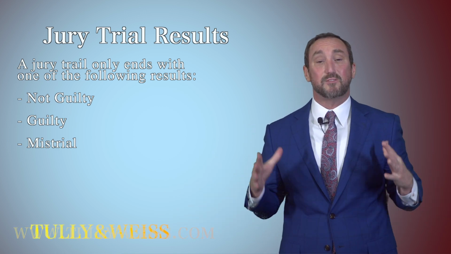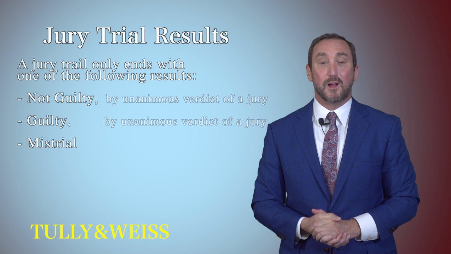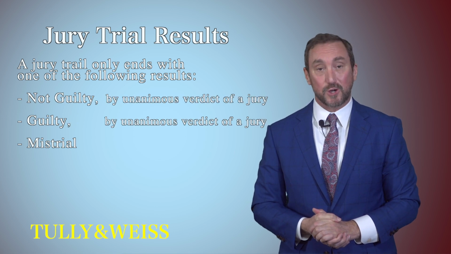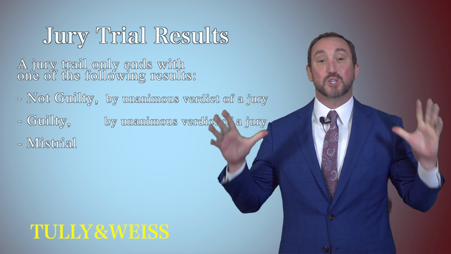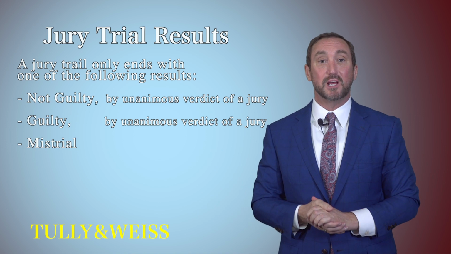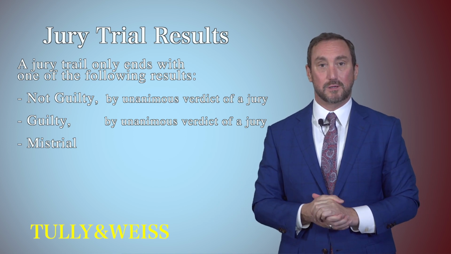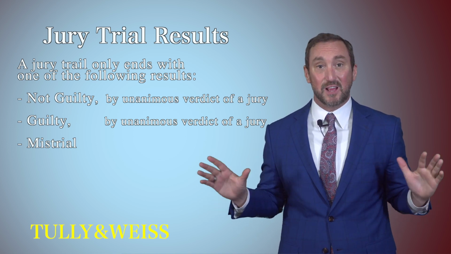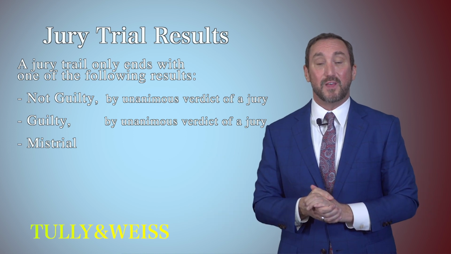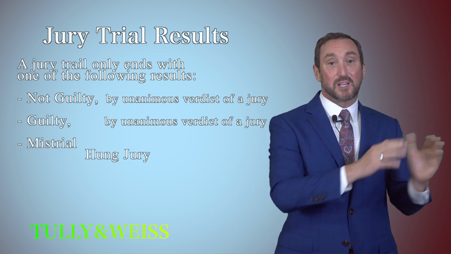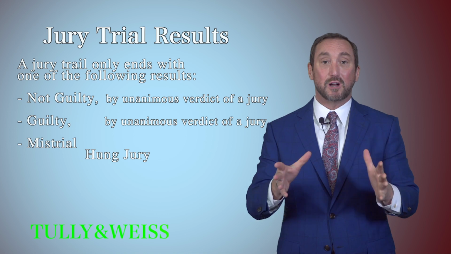To be convicted of a crime in California, there needs to be a unanimous verdict. In other words, all 12 members of a jury would have to vote guilty. If a jury verdict is anything other than unanimous, then that's either not guilty or it's a hung jury.